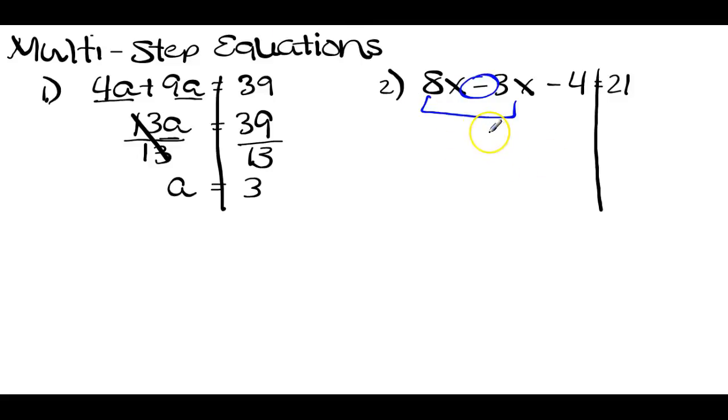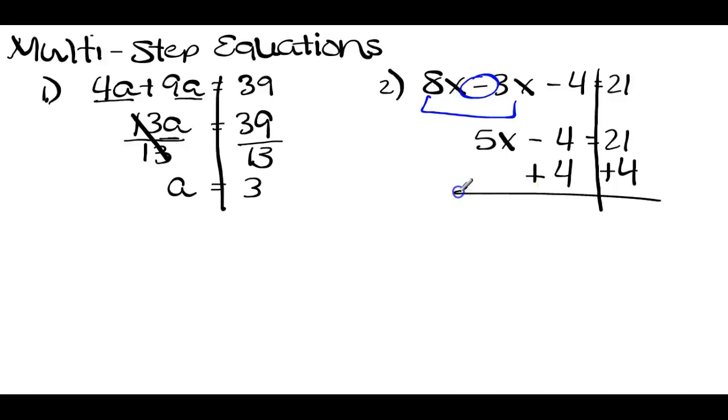So what that's going to do is 8x minus 3x. So if I have 8 x's and I subtract 3 of them, how many do I have left? I have 5 x's minus 4 equals 21. Now we're back to that two-step, and right now I need to get rid of that minus 4, so I have to add it. I have to do this to both sides. So we get 5x equals 21 plus 4, which is 25.